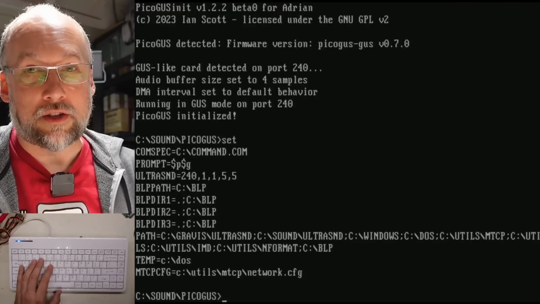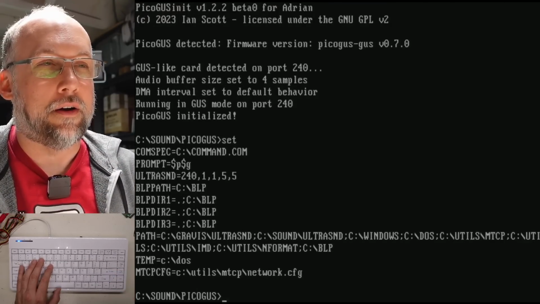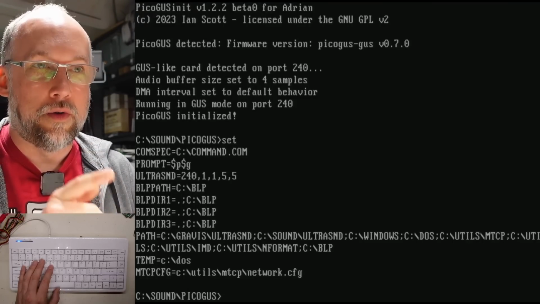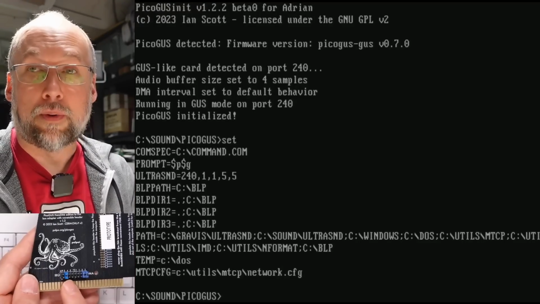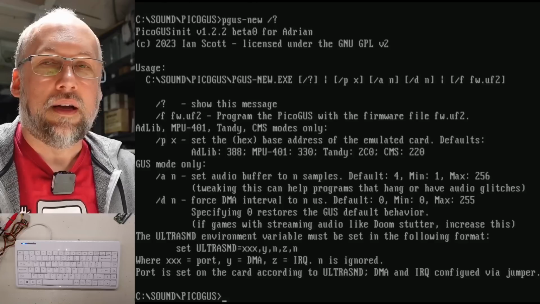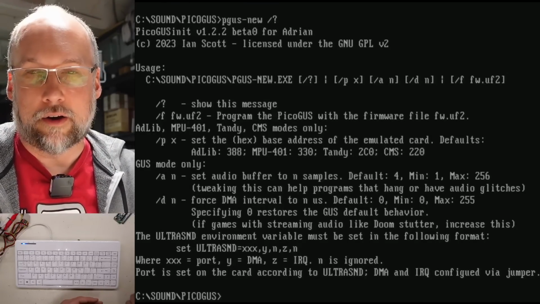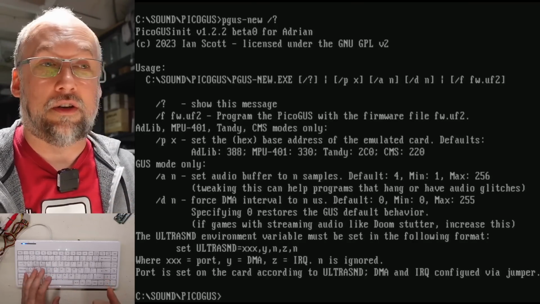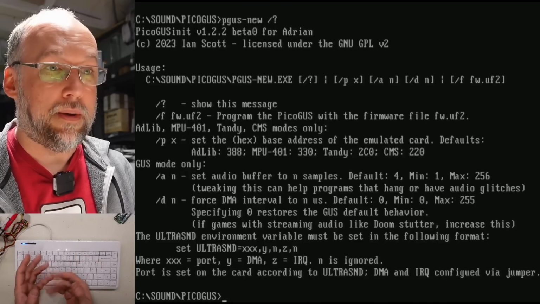And then all you need to do to make software that works with the Ultrasound see this card is set up the ultrasound variable, and you can see it there on the third line under set. Ultrasound 240, that's the IO address. 1 is the DMA channel, and then 5 is the IRQ that's in use. There are jumpers available on the board to set the IRQ and the DMA channel, which you can see right here, but it's the same on the other one. And if you look at the options for PicoGUS init, we have a few options here for forcing DMA buffers and also the IO address if you need to change that stuff. One thing that's really cool though is the PicoGUS init utility allows you to re-flash the firmware without having to use a modern computer over USB to flash the firmware.